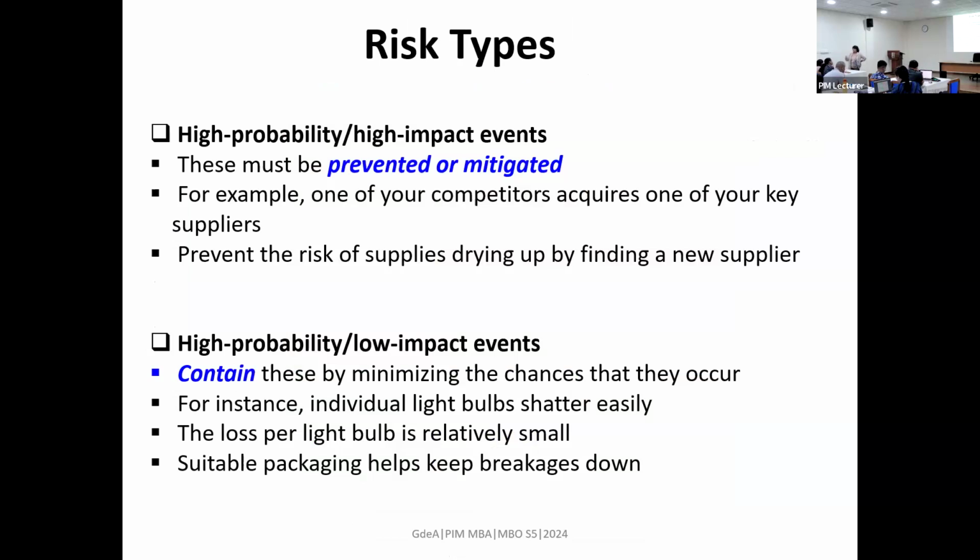If you look at the 2 by 2 box, if it's high probability and high impact, you must somehow prevent it. For example, as I mentioned, one of your suppliers is also supplying to one of your major competitors, and that supplier is a strategic supplier to you. One fine day, your competitor acquires that supplier. Then you can't say you didn't know.